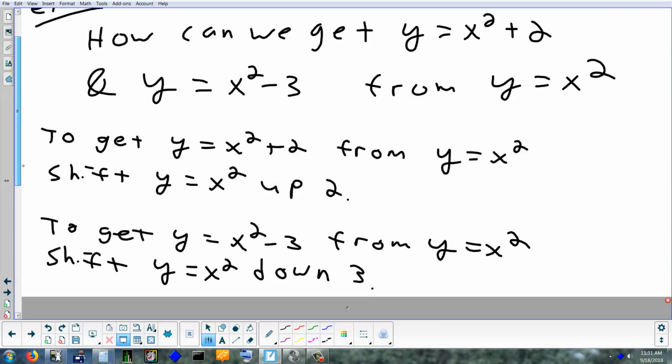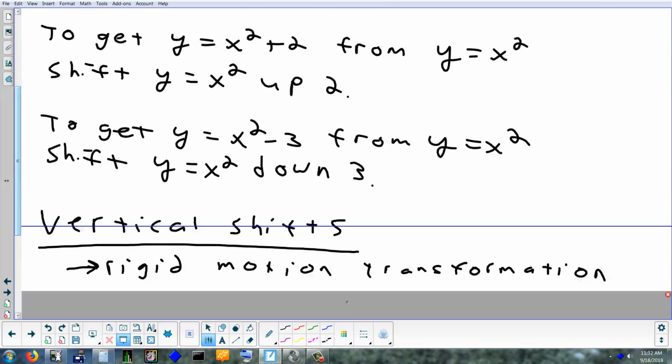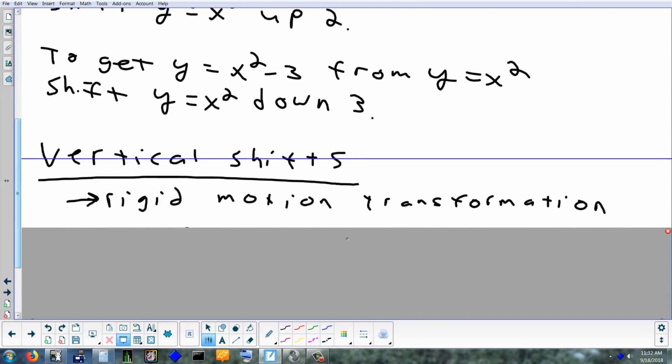Okay. So what we've just seen is that adding and subtracting a number onto the end will cause shifting up or down. So let's write that down. So these are vertical shifts. Okay. Any shift is what we call a rigid motion transformation. Rigid means that you're just taking what you have and you're just moving it somewhere else. You're not stretching it or distorting it. You're just taking it and moving it.